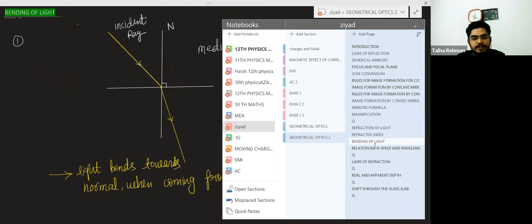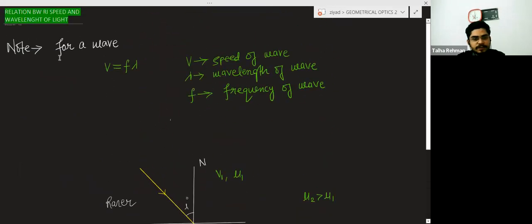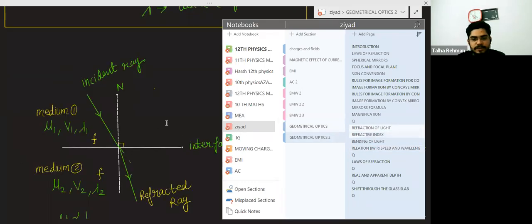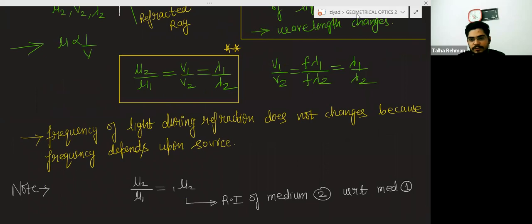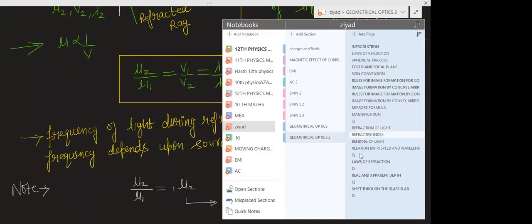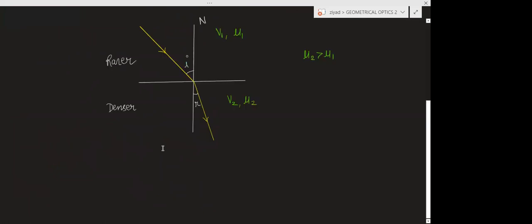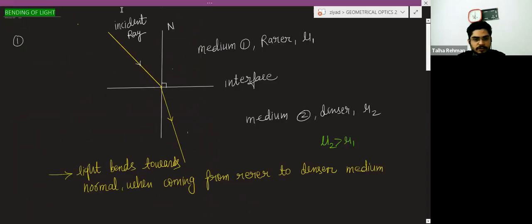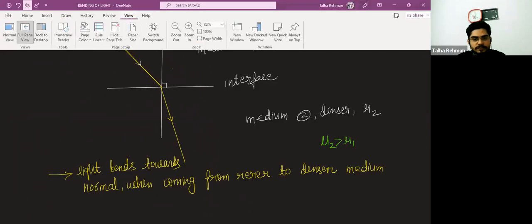There is a relation between the speed of light and the wavelength of light. I think I have already told you this. So no need of this; you can just take the screenshot. I am zooming it out. Just wait.